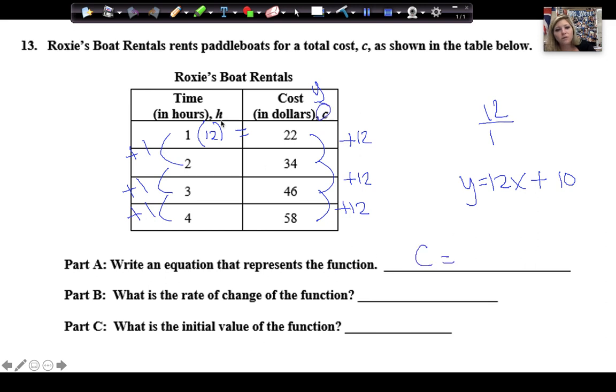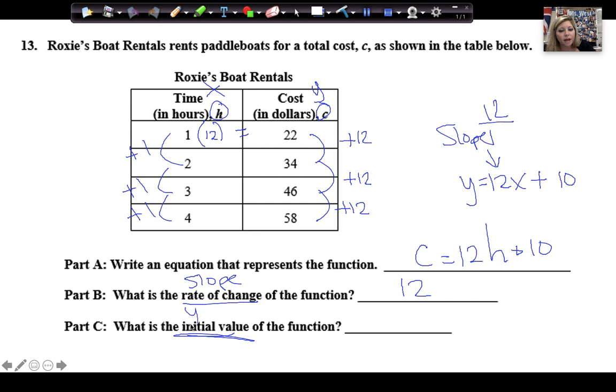But remember we are replacing our y with C. So C equals, and we are replacing X with H. So 12H plus 10. What is the rate of change? Another word for rate of change is slope, and our slope here is 12. It's the number in front of X. That is your slope. And then our initial value, another word for that is y-intercept. So that is our 10.